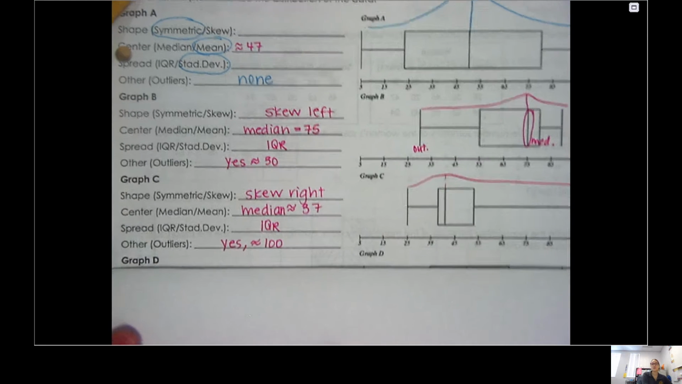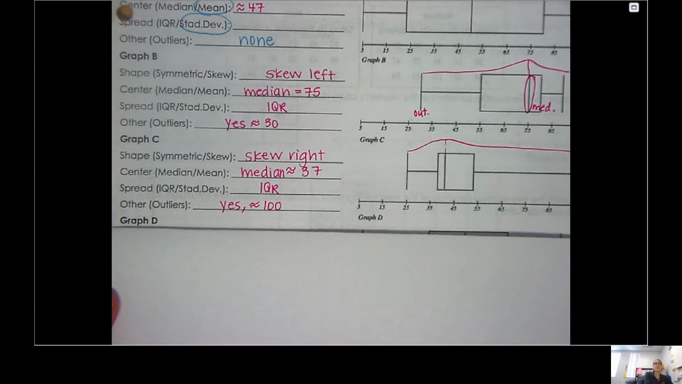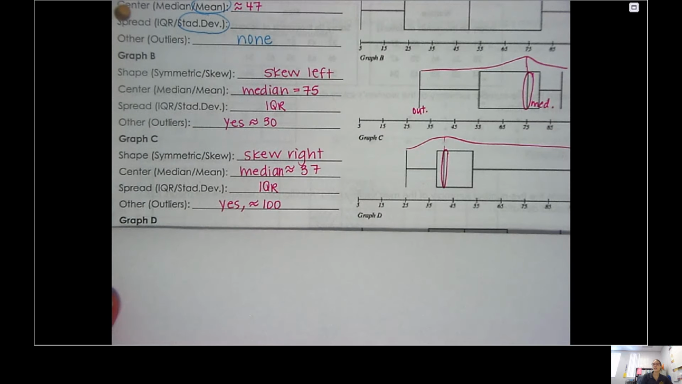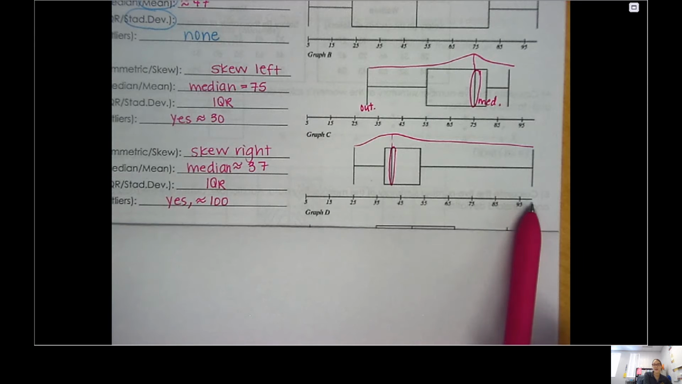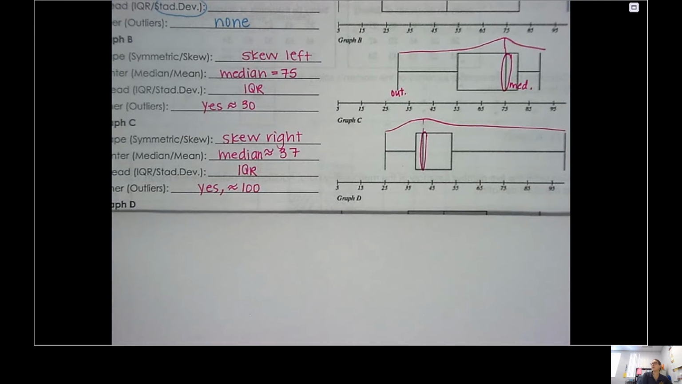All right, graph C. Again, it is skewed, but this one is skewed right because the tail is on the right. Do you guys have all your numbers written down like me too? Your median is right at the center there. It's about 37. It's not going to be perfect. You're going to use the IQR for the spread, which would be this number minus this number. I'm not going to do that. And then there is one outlier. I said it's about 100 because it's all the way over here, and it's close to counting by 5s. So some number close to 100 would be good for that.